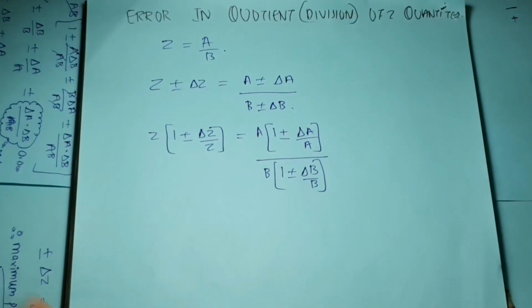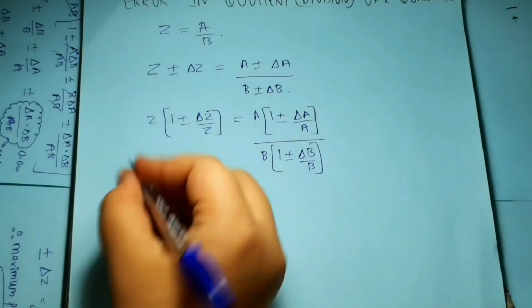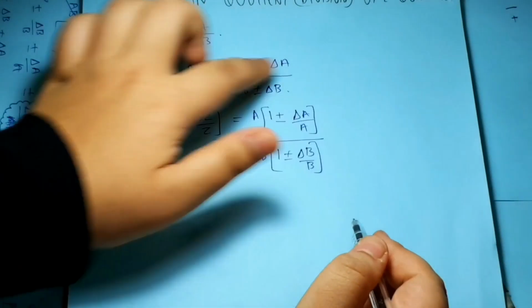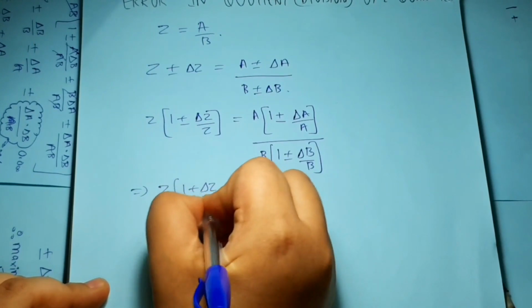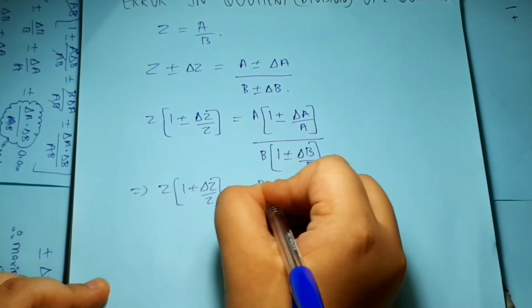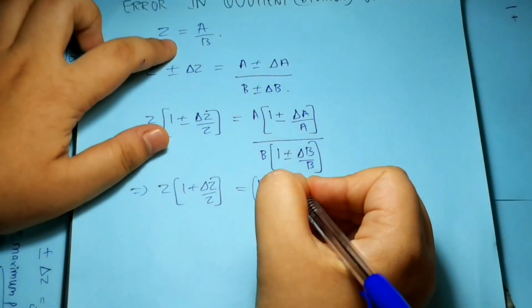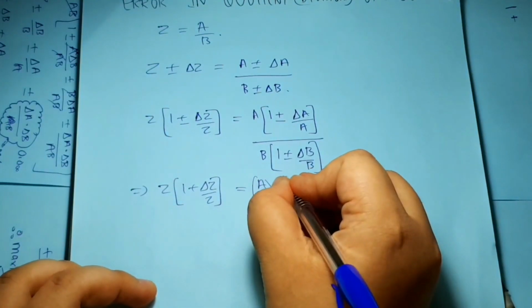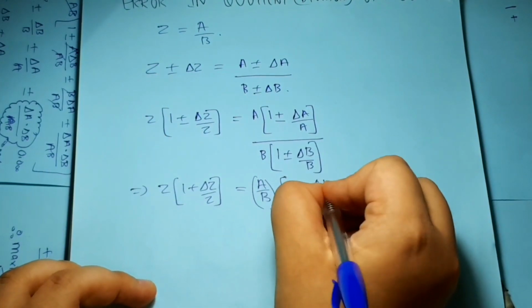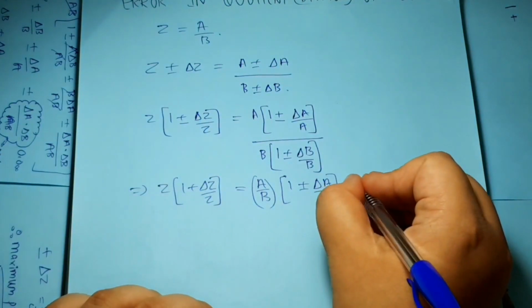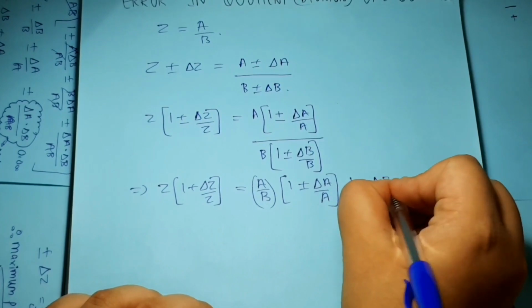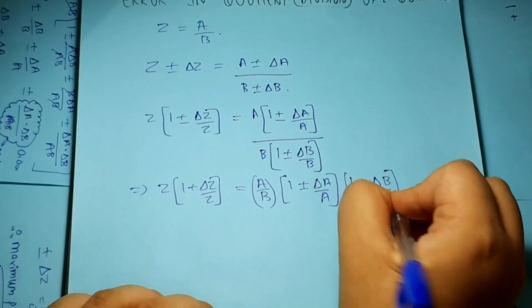Hope it's simple to understand. Now moving on, what you can do next is we're going to simplify this further for calculation. It's going to be a divided by b, as per what is supposed to be from here. Okay, and we're going to have 1 plus or minus delta a by a. We're going to take this to the numerator to give us 1 plus or minus delta b by b, and whole raised to minus 1.